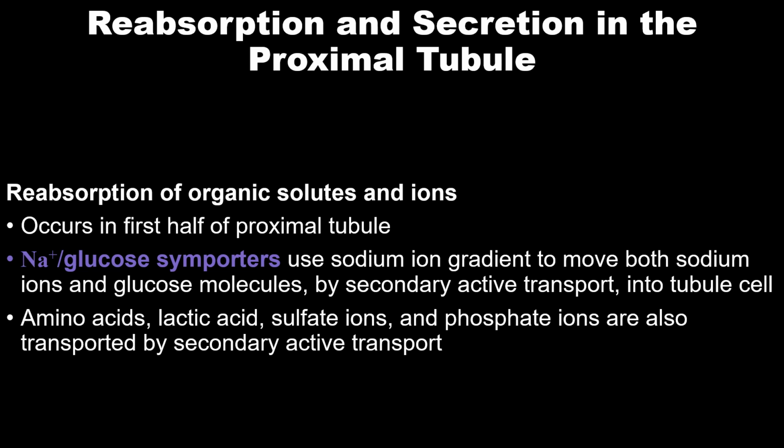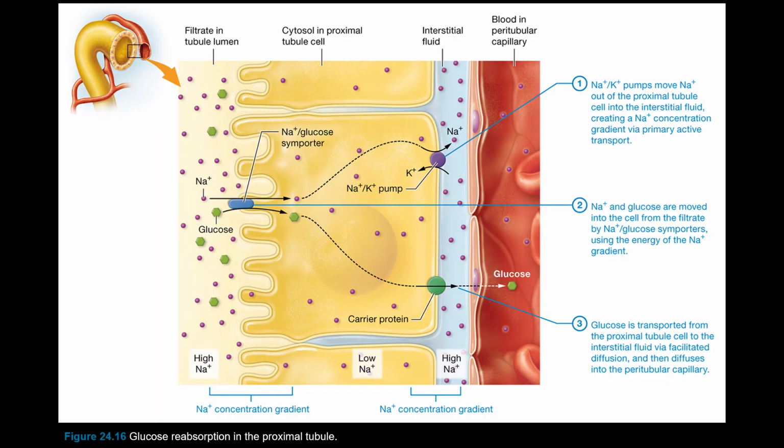There are other symporters in the apical membrane of the proximal tubular cells that function in a similar manner, allowing this secondary active transport of sodium ions and another solute like sulfate ions or phosphate ions, or an organic solute like amino acids or lactic acid. So all of these occur because of this sodium gradient that is created by the sodium-potassium pumps in that basolateral membrane. And so this is how that glucose reabsorption is going to work.